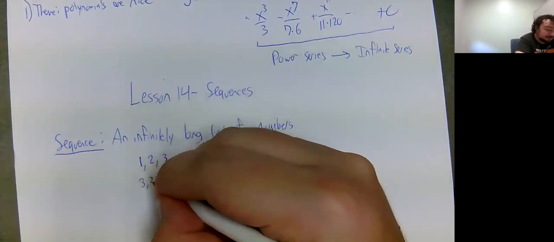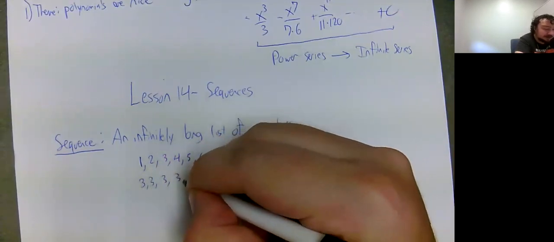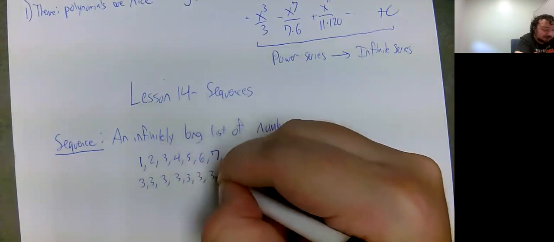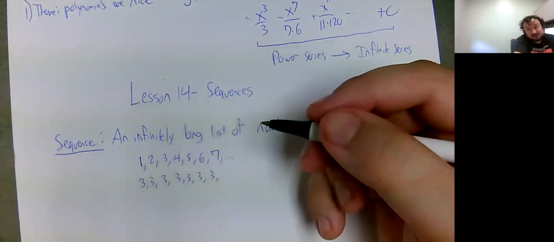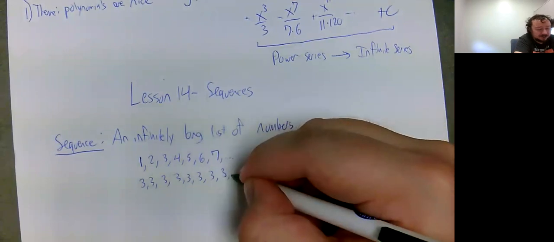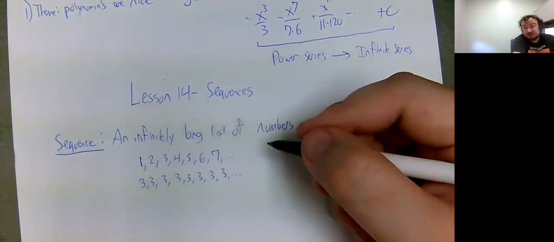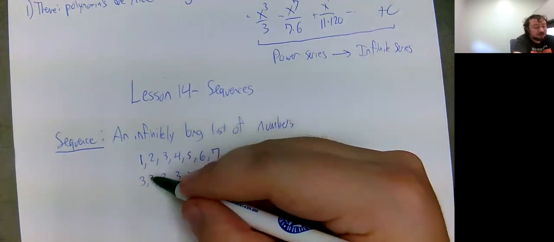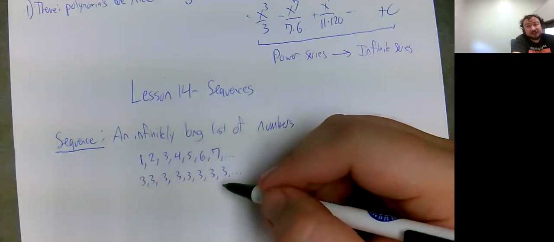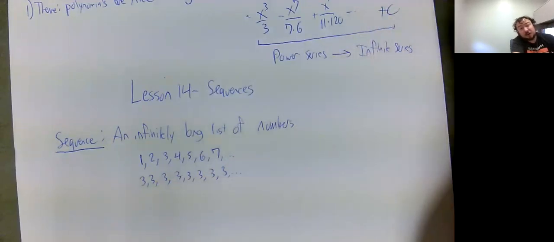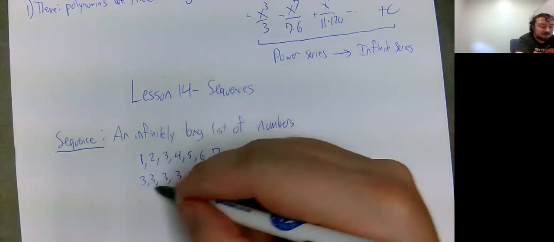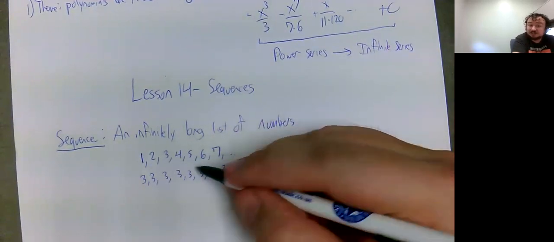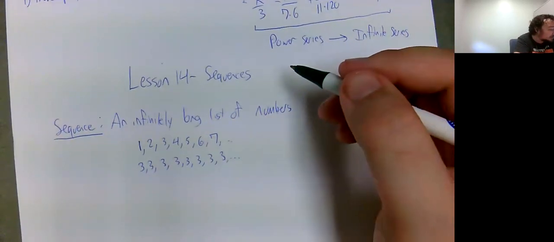Here's another example: 3, 3, 3, 3, 3, 3, 3. And you can probably guess what the next one in this would be. It'd definitely be just another 3. And we keep just listing a bunch of 3s forever. Sequences can repeat numbers, and they can be made up of only one number if you want to. But nevertheless, this is still just a list of numbers, all of which are going to be 3.